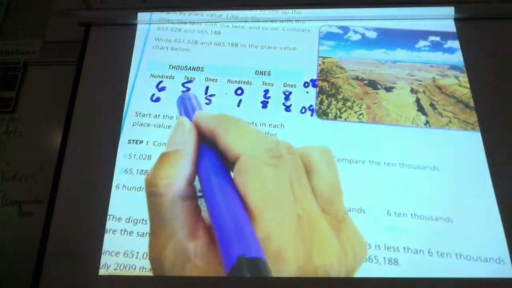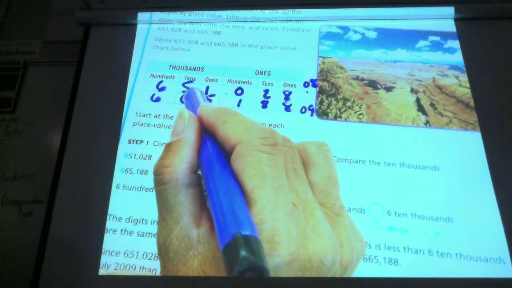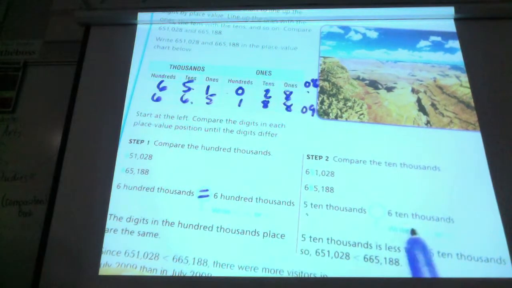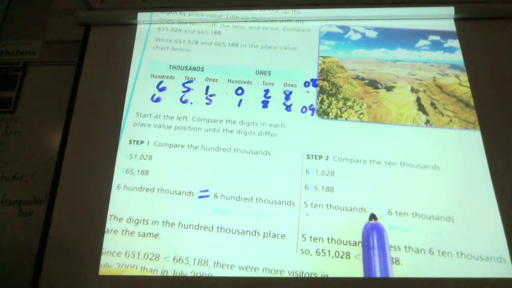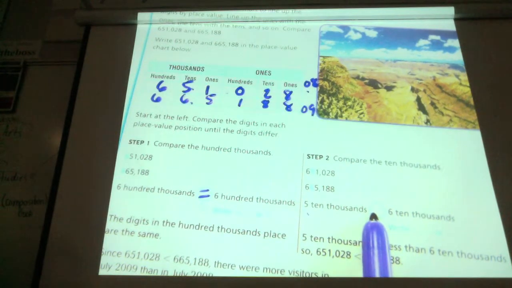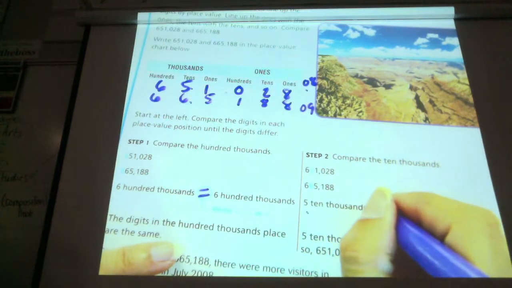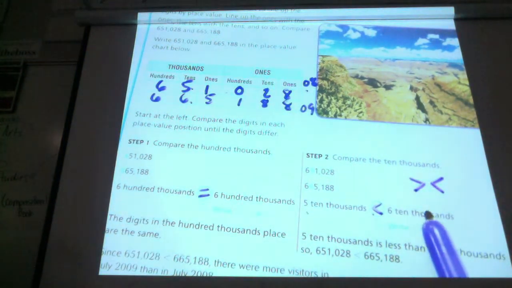So if I look at the 10,000s in the first number, it's a 5, and in the second number, it's a 6. So if I have 5 10,000s and 6 10,000s, is this going to be a greater than, a less than, or an equal? Don't say yet. I want you to think about it. Less than.